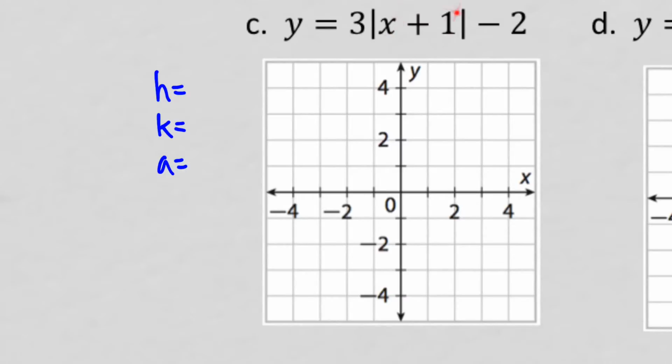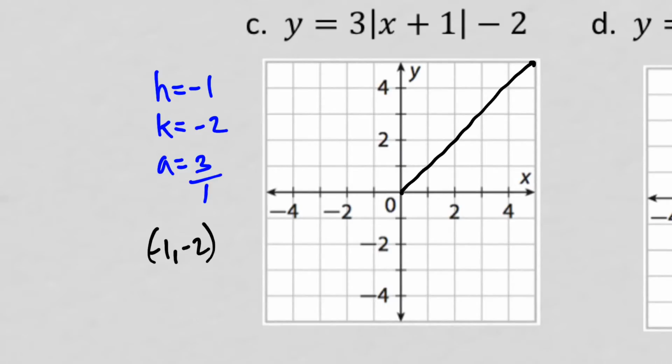H, once again, inside the absolute value, the opposite sign, so negative 1. K is negative 2, A is 3. I'm going to write it as a fraction so I could graph it. The vertex is negative 1, negative 2, right? HK.